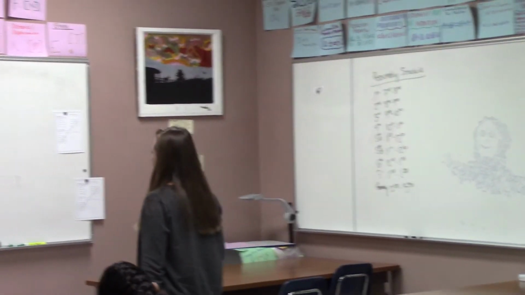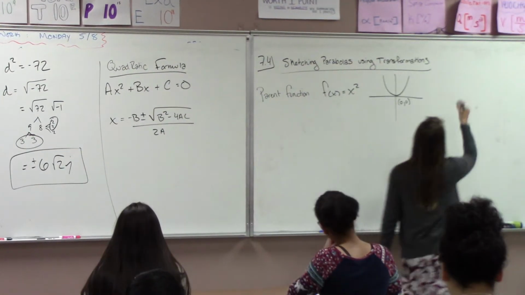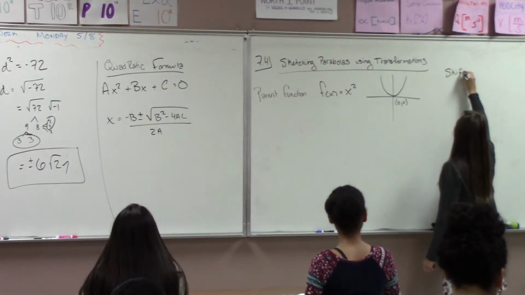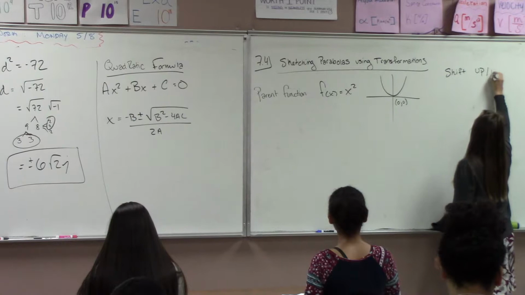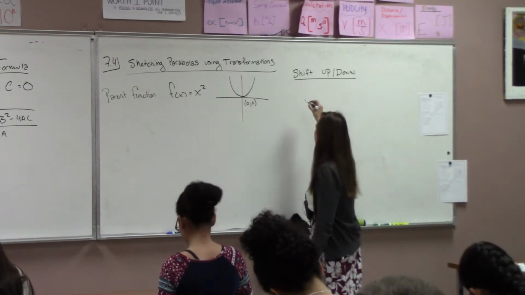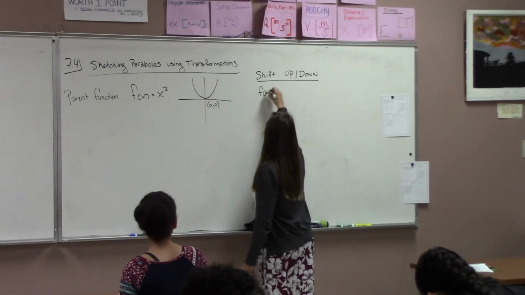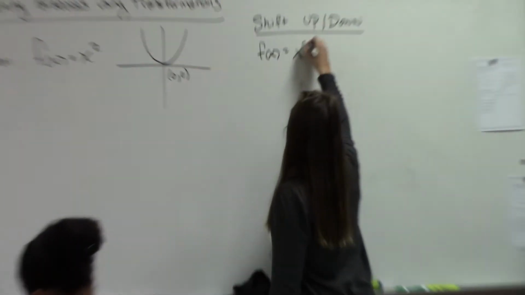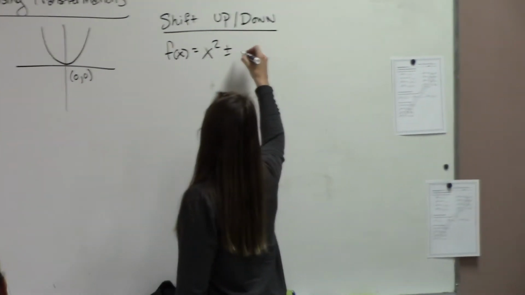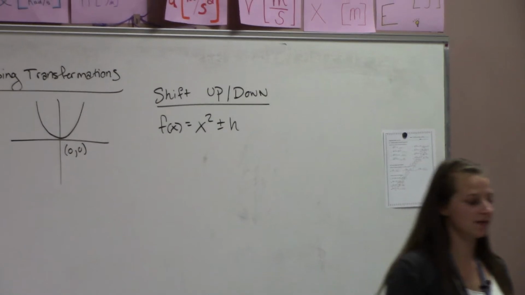Our first transformation is going to shift up and down. Ooh, you guys got quiet. You must be wanting to remember this. So an up and down shift will look something like this. F of x is equal to x squared plus or minus, I can't remember if it's h or k, it doesn't matter, we'll call it h. Remind me to use k on the next one.